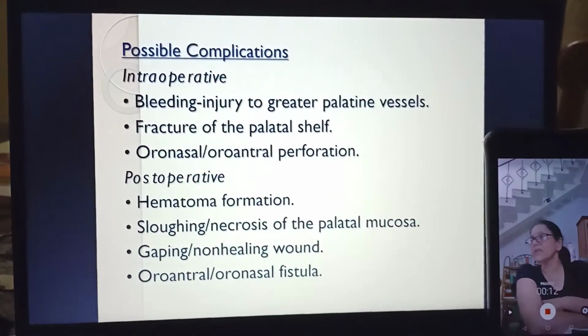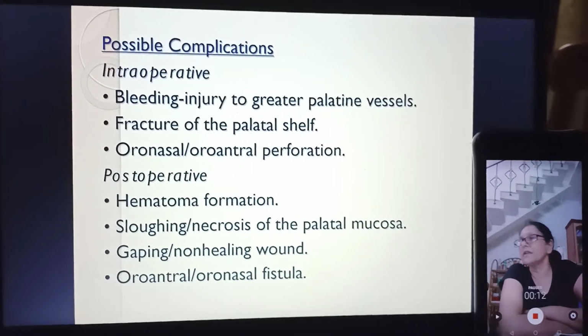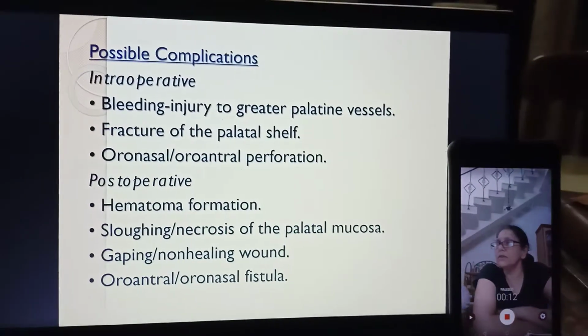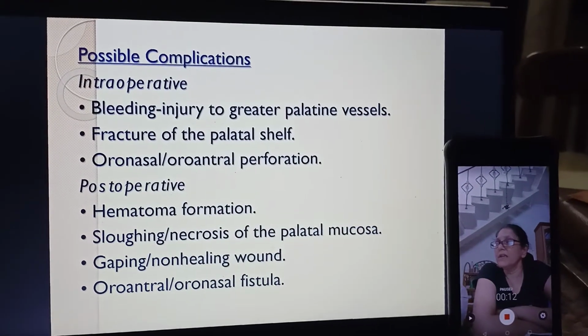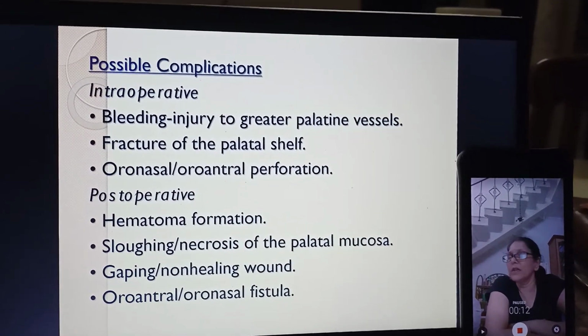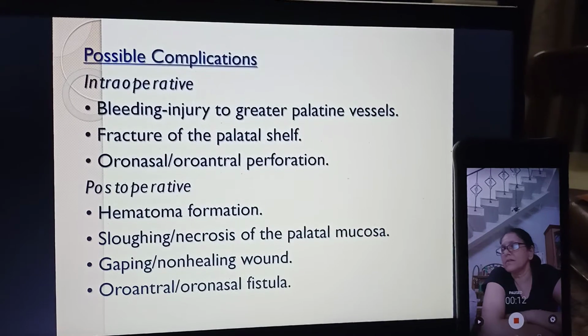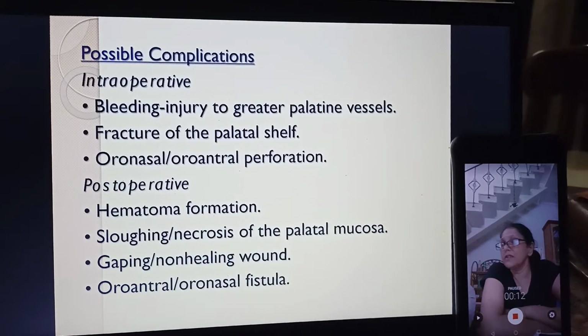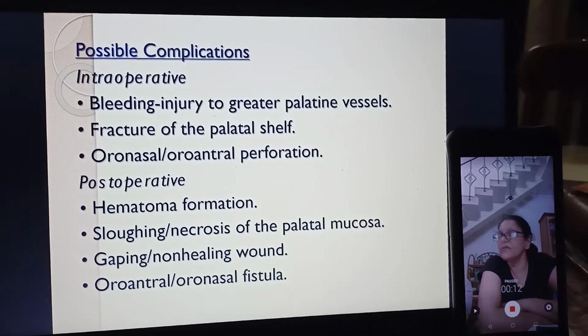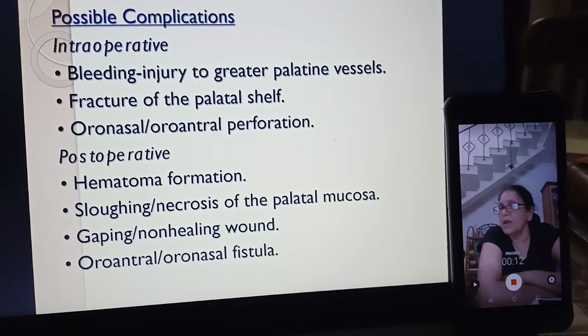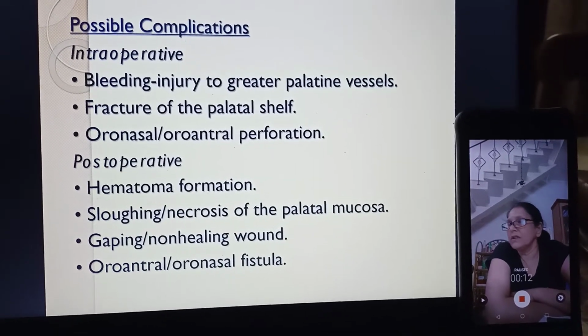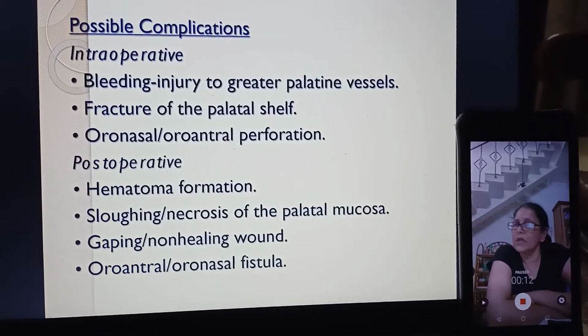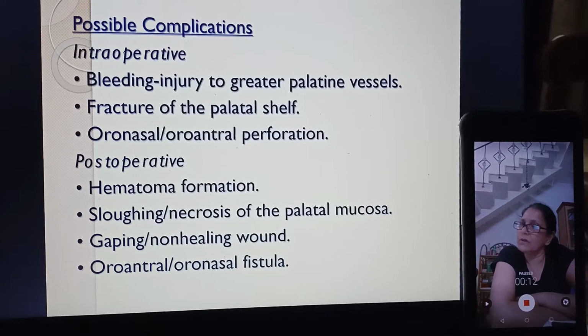Possible complications which can be prevented: intraoperatively, bleeding can occur following injury to greater palatine vessels. Fracture of palatal shelf can be caused if you are not careful. And if there is perforation, then an oronasal or oroantral fistula or communication may be caused.